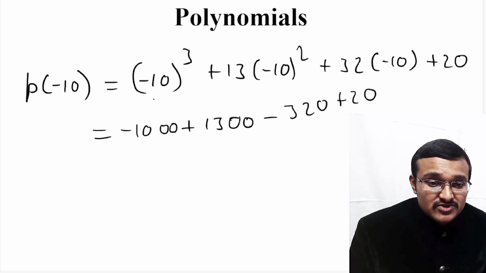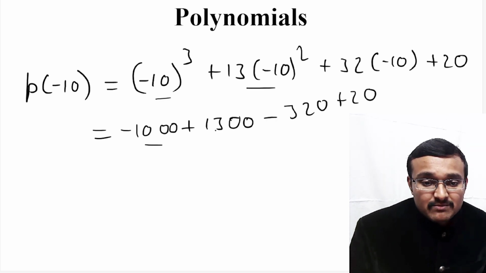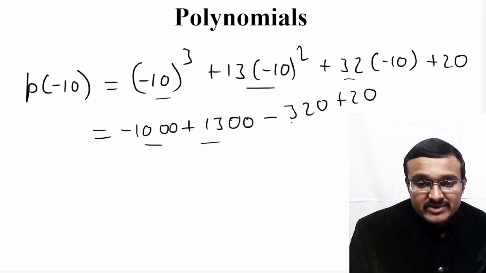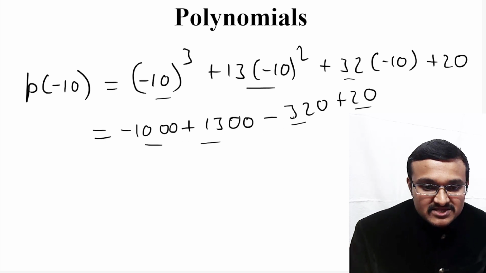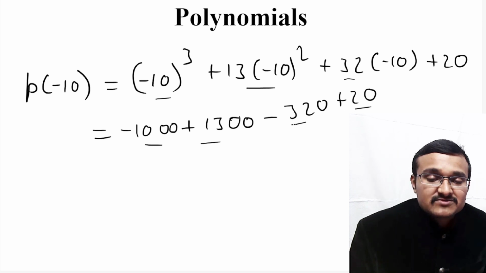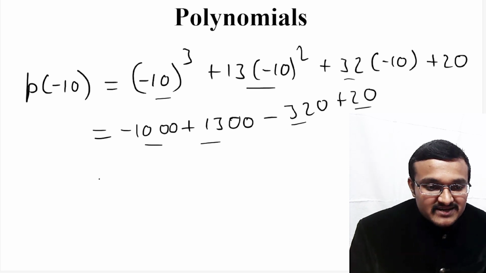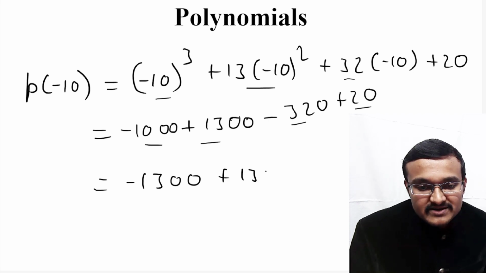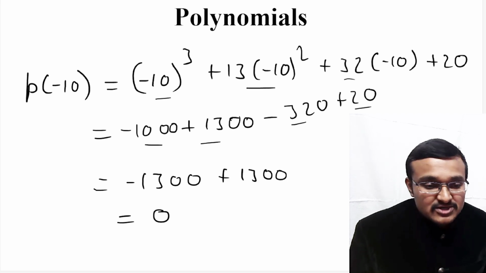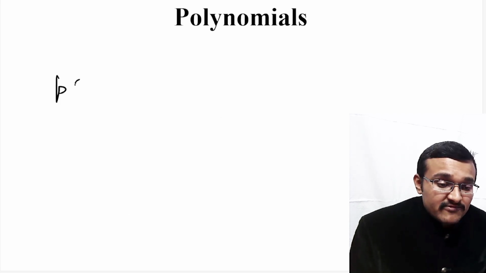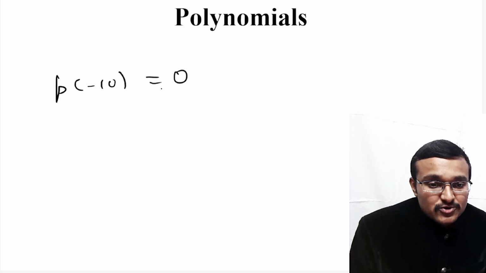So p of minus 10 is minus 10 whole cube plus 13 into minus 10 whole square plus 32 into minus 10 plus 20. When you solve this, you will get minus 1000 plus 1300 minus 320 plus 20. Minus 320 plus 20 is nothing but minus 300. So minus 300 minus 1000 is minus 1300, plus 1300. Here you can see we are getting 0. So that means p of minus 10 is equal to 0.